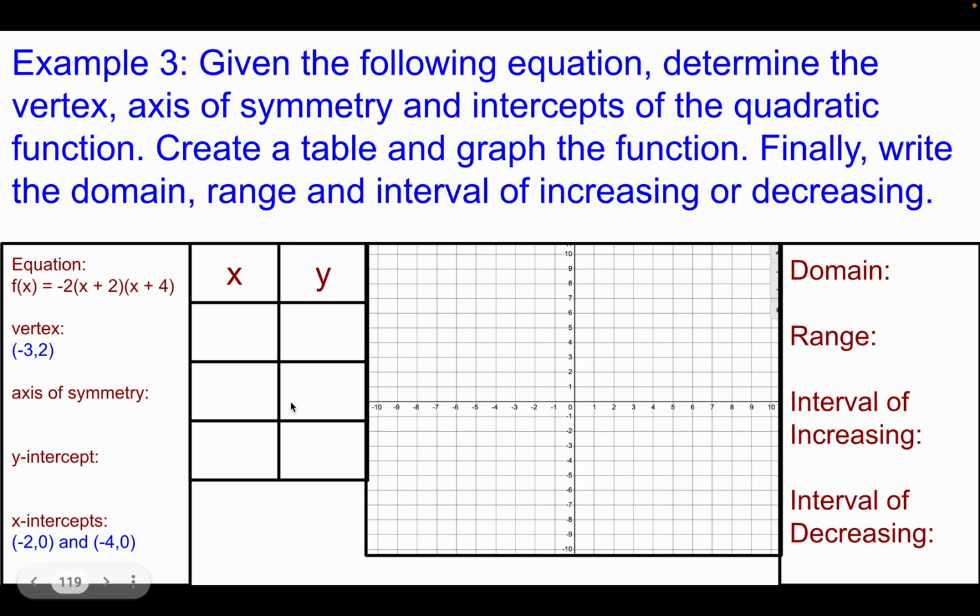And that's going to go in for x and y. My x-coordinate of my vertex is my axis of symmetry. And then the last thing I need to solve for is the y-intercept, so I'm going to put in 0 for x.